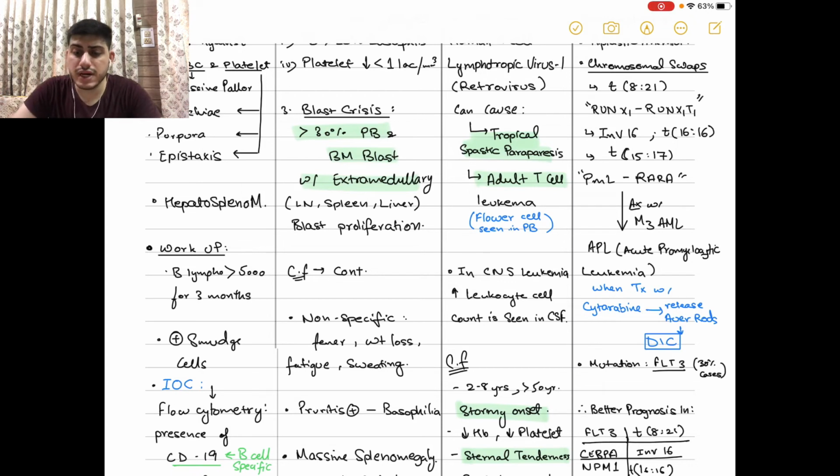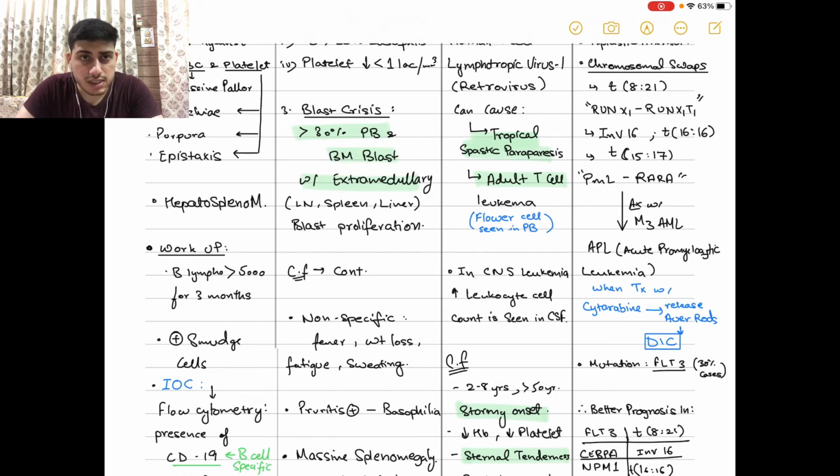So translocation of 8;21, which is also called RUNX1-RUNX1T1. Okay, that's a name for this translocation. Then inversion 16 or t(16;16) translocation, or t(15;17) translocation. T(15;17) is also called PML-RARA. PML-RARA is highly associated with M3 AML, which I told you.